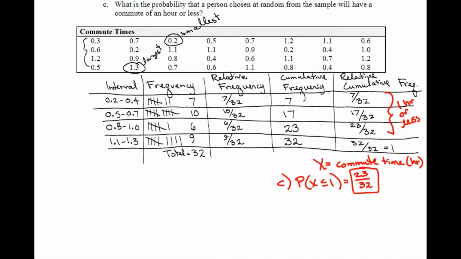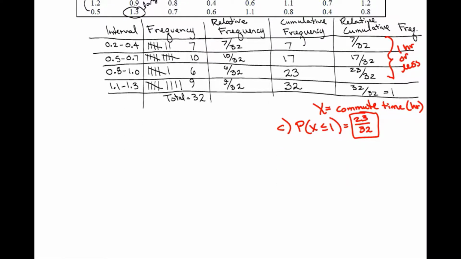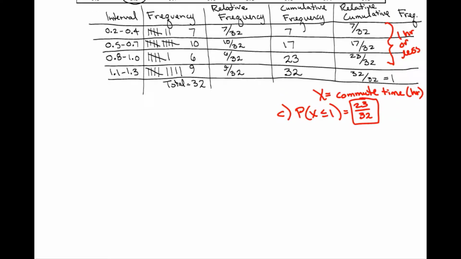Now we want to draw a histogram. And there are a couple of different ways to scale your histogram, and I will show you both. We're going to just need to look at our chart. Once you have your chart, your frequency distribution, you really don't need to look at the original data anymore to do your histogram.